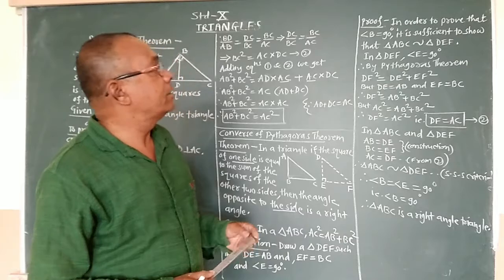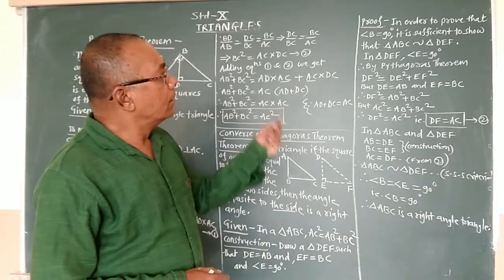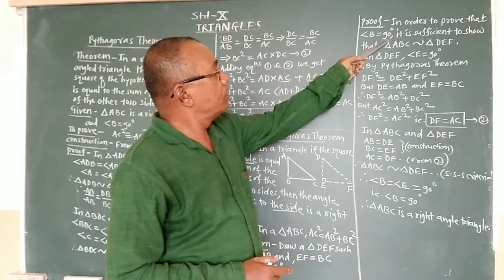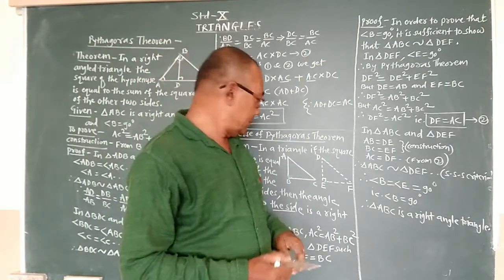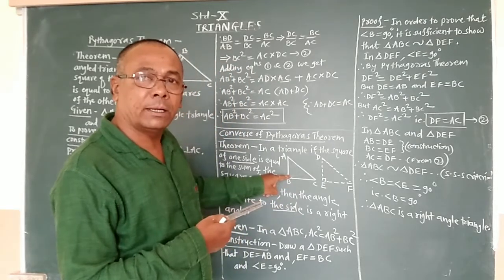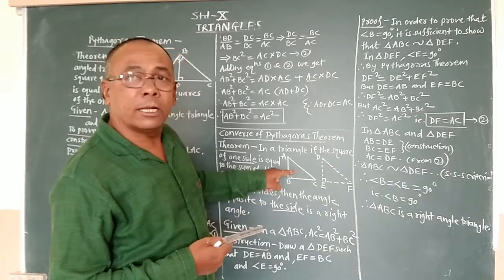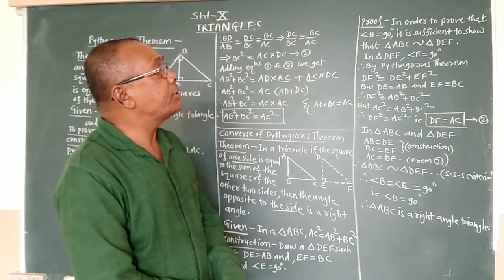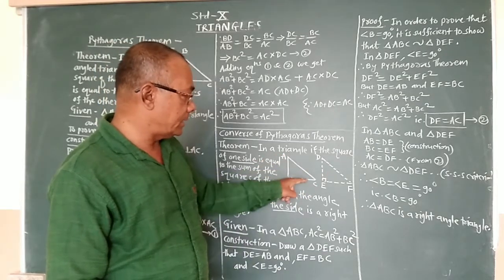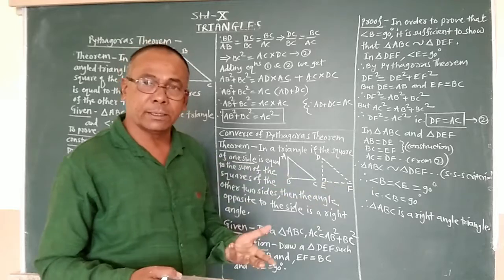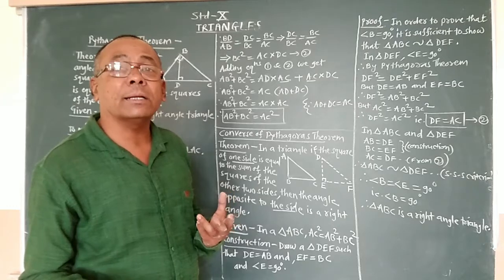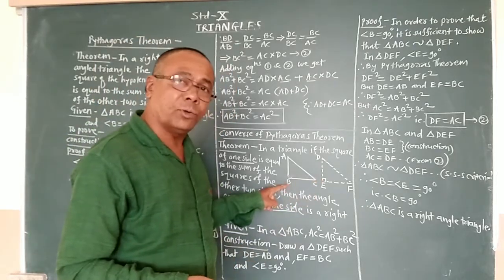And now we will write the proof. In order to prove that angle B is equal to 90 degrees, and then it will be a right angle triangle, it is sufficient to show that these two triangles, triangle ABC and triangle DEF, are similar. Because if both the triangles are similar, then corresponding angles are equal, meaning angle E is equal to angle B.